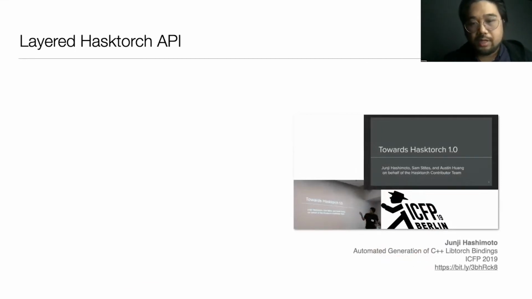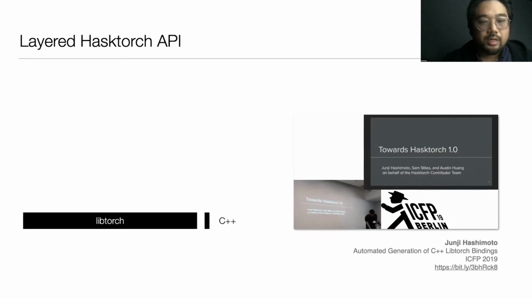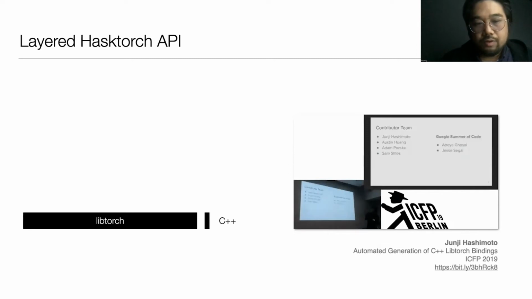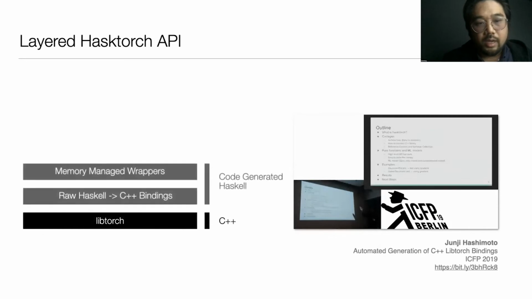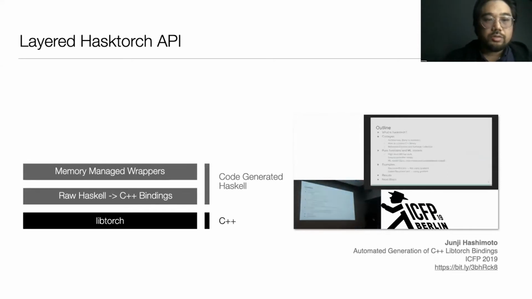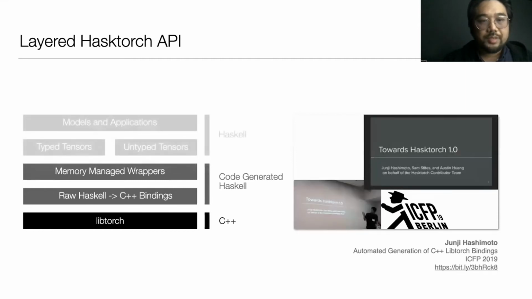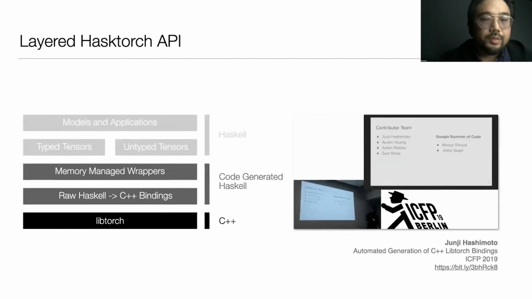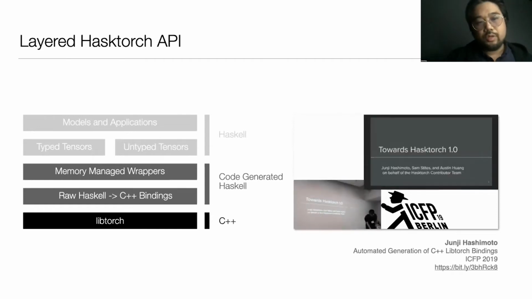There's a deeper dive on this by our collaborator Junji Hashimoto from ICFP a couple years back, but at a high level, we start from what's called Libtorch, which is the PyTorch C++ library. For the low-level part of the library, we have code-generated Haskell to do the raw bindings and also take care of some memory management. And then on top of that, we can build out the higher level API that end users would use to build models. This API is split into two parts with two different purposes.